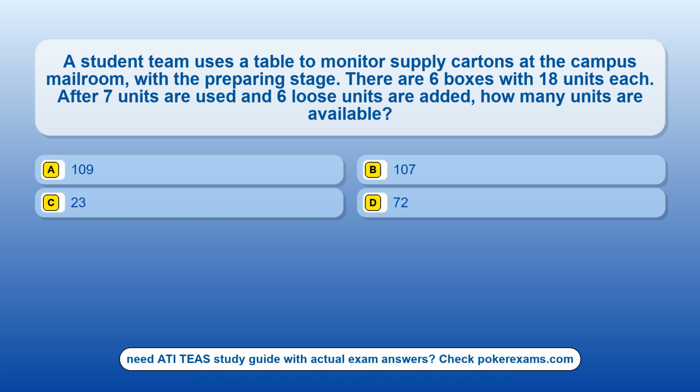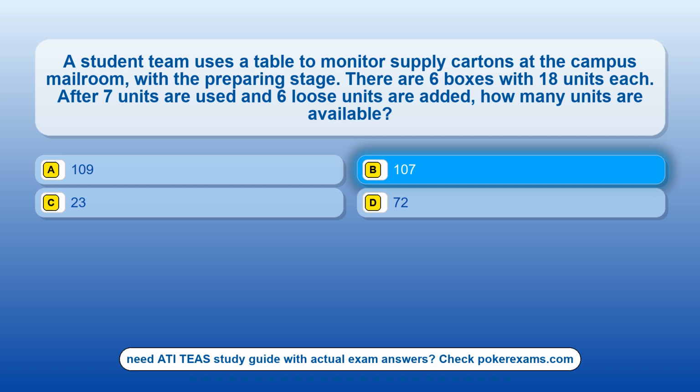Question 20. A student team uses a table to monitor supply cartons at the campus mailroom, with the preparing stage. There are 6 boxes with 18 units each. After 7 units are used and 6 loose units are added, how many units are available? Option A 109. Option B 107. Option C 23. Option D 72.